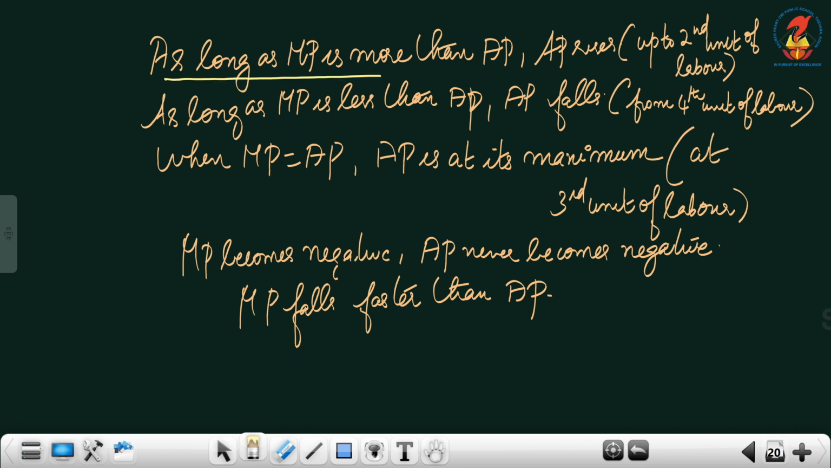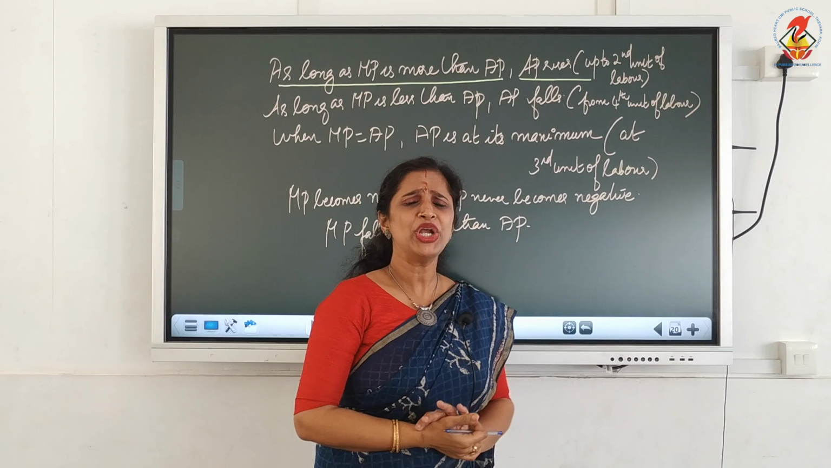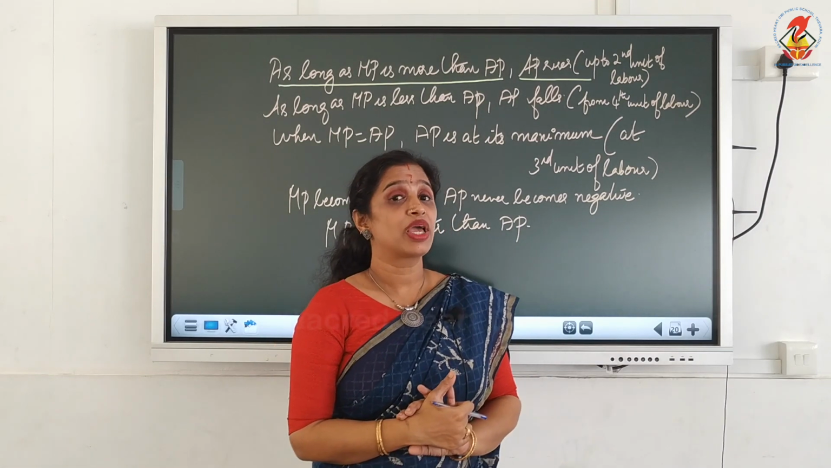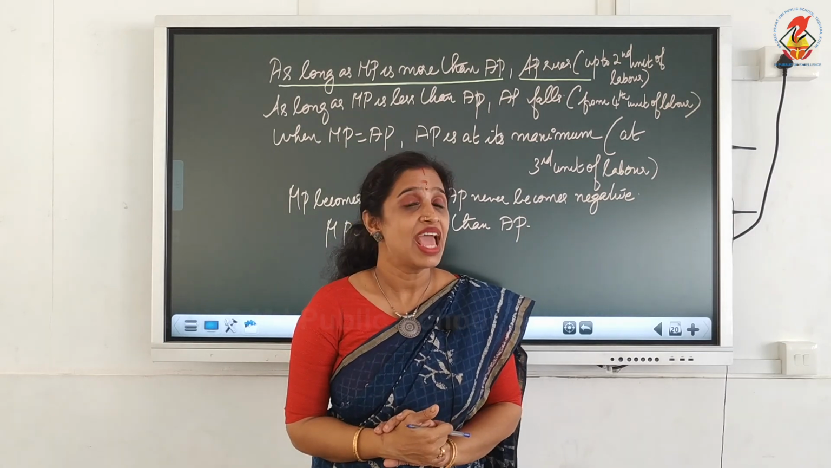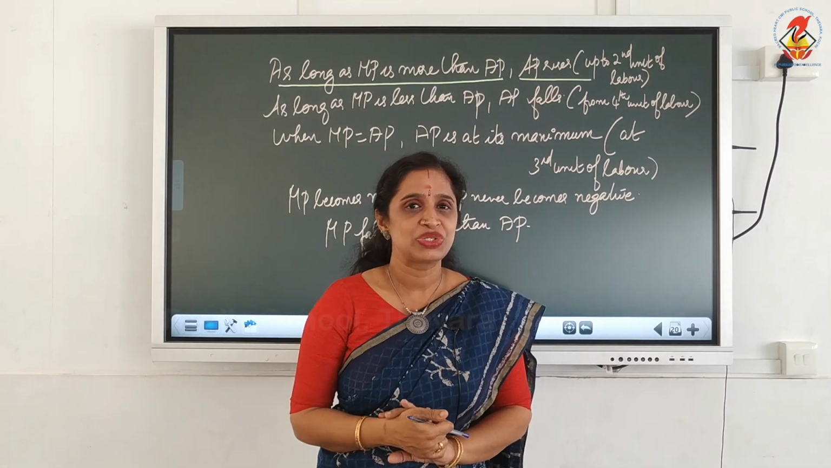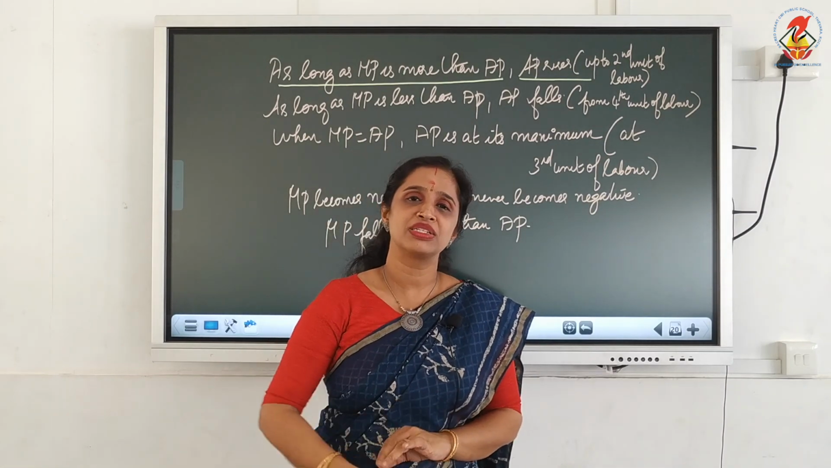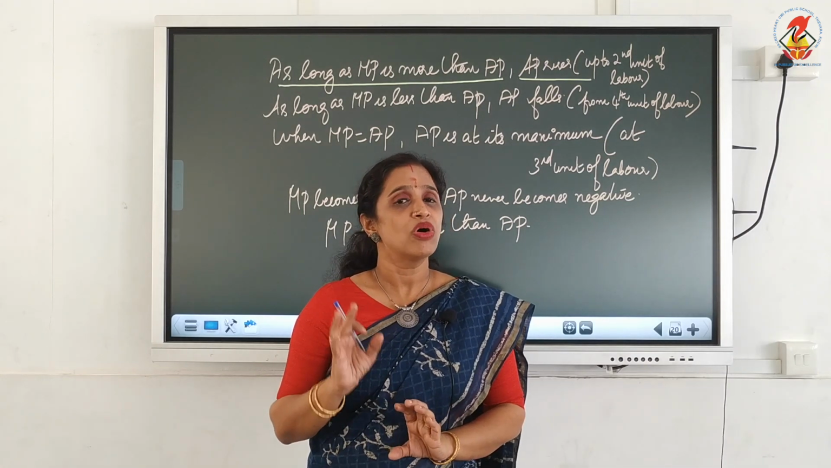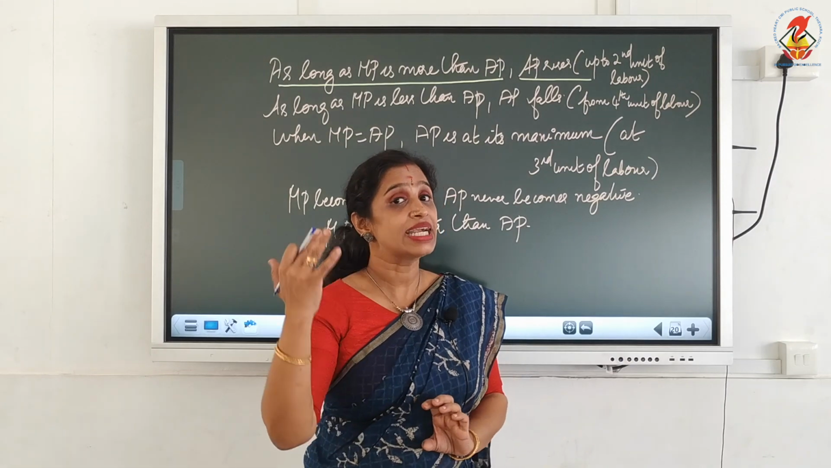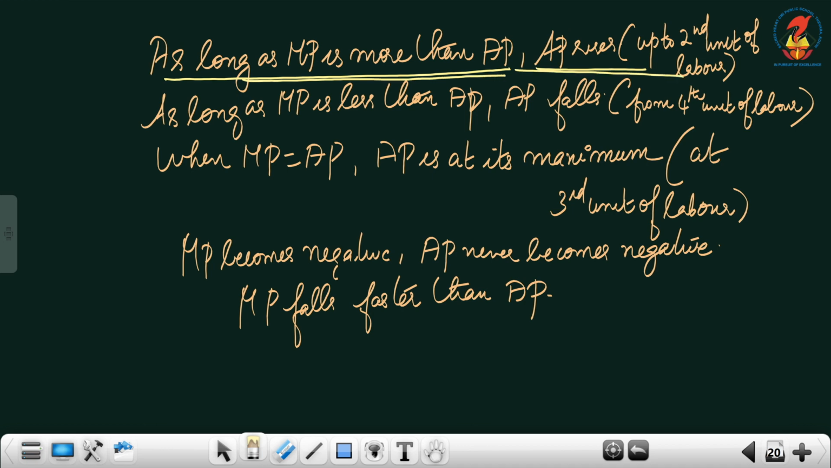As long as MP is more than AP, AP rises. Why do you make a statement like that? Only when the addition increases, average also increases. As simple as that. When addition increases, average also increases. When addition falls, average also falls. That is why we make the statement: as long as MP is greater than AP, AP will rise.